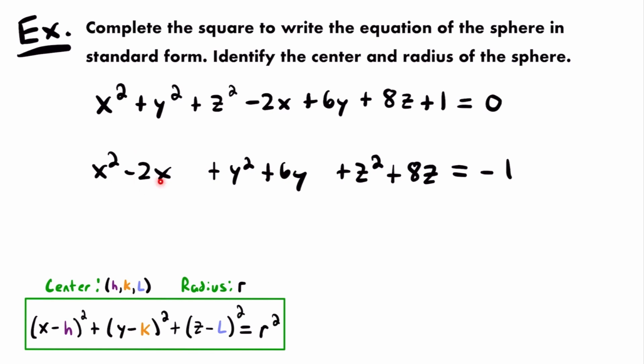Okay? So let's work on the first one here. We're going to take this coefficient of negative 2. It's the coefficient of x to the first power.